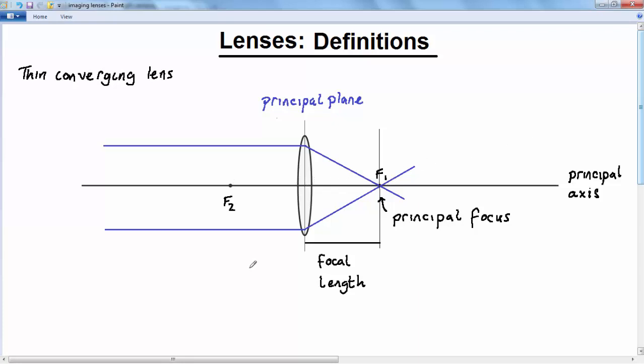Okay, in the next lesson we're going to look at various imaging problems involving thin converging lenses.